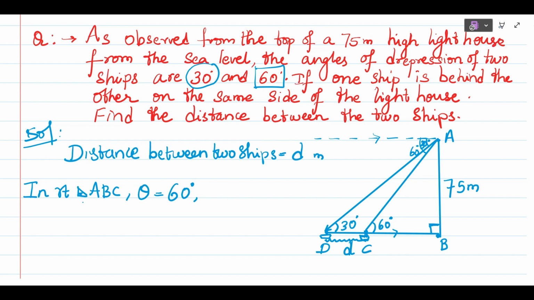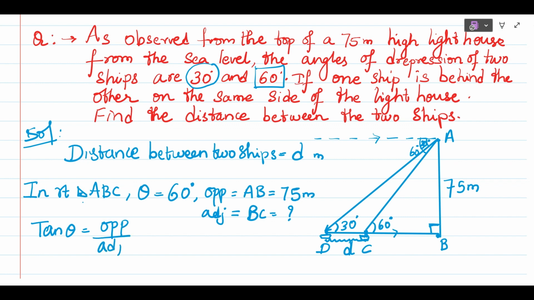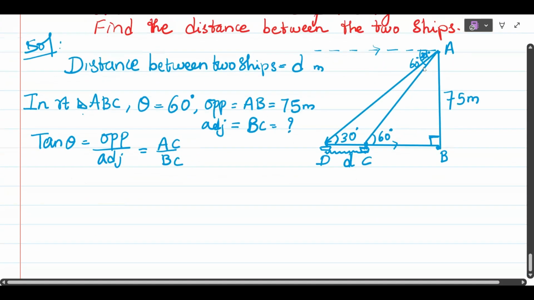For 60 degrees, what is the opposite side here? That is AB, and they have given that this is nothing but our height, 75 meters. And the adjacent side for this angle 60 degrees is BC. We don't know this; we have to find it. So we have theta 60 degrees. What is the ratio between opposite and adjacent? Tan theta is nothing but opposite side by adjacent side. Is it clear, students? Opposite side is AB and adjacent side is BC. We know the values now, so we can apply the values here.